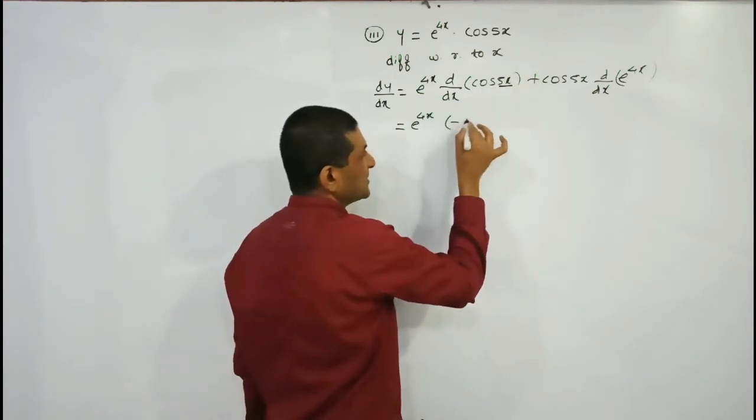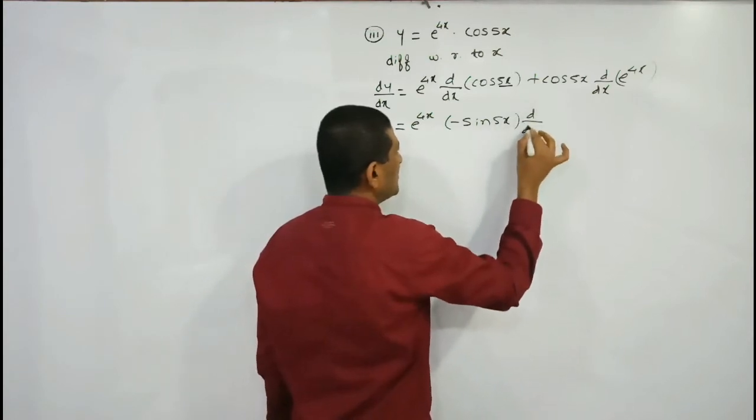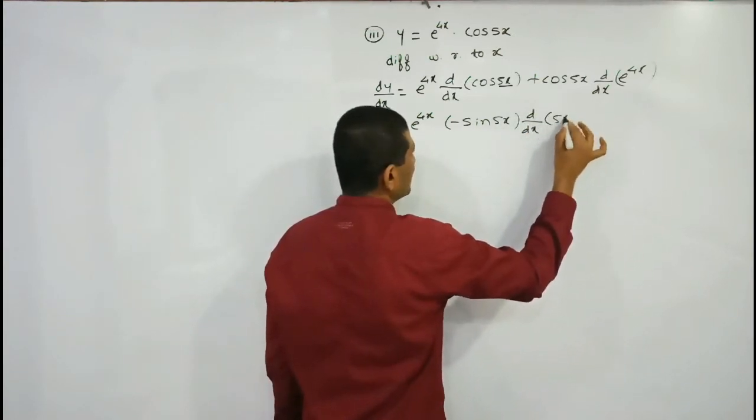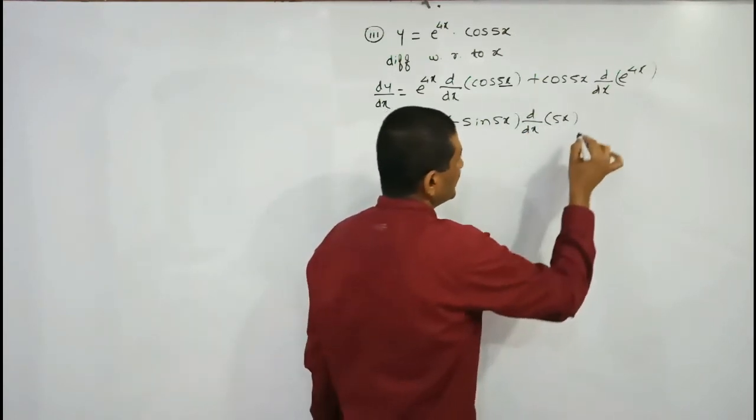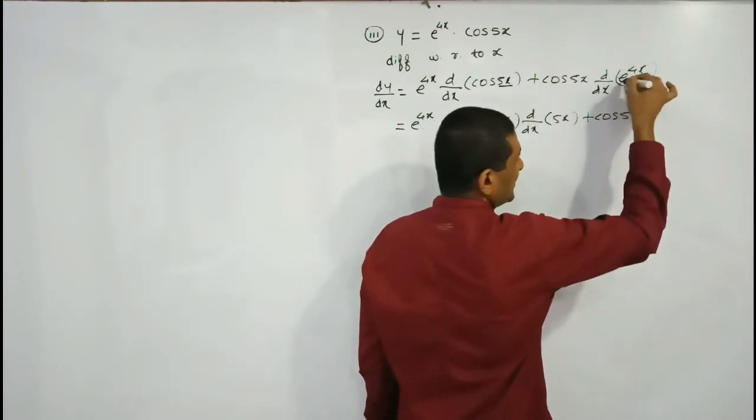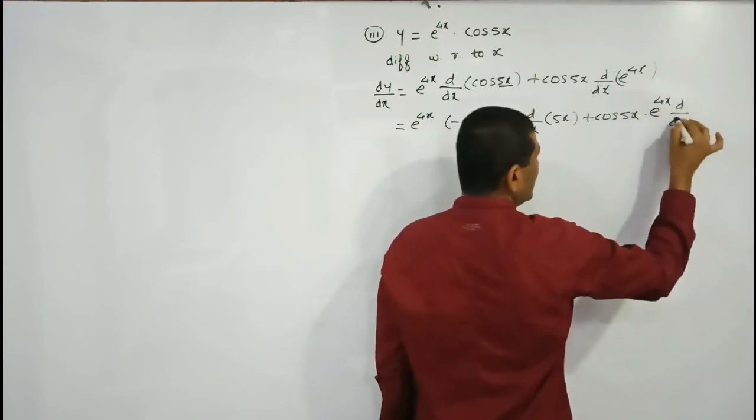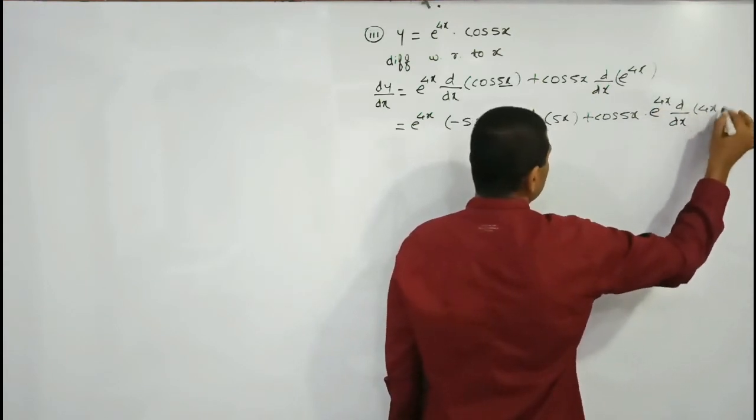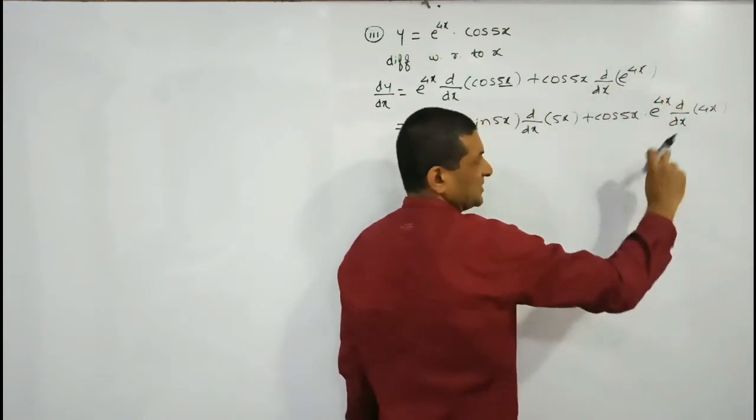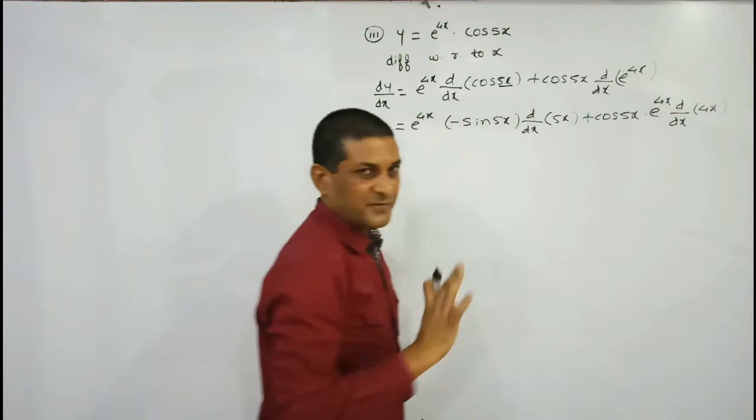So its derivative is minus sin f of x into derivative of f of x. F of x is what here? 5x. Again here cos 5x, keep it as it is, and we are finding differentiation of e raised to power 4x. So its derivative is e raised to power 4x into derivative of 4x, because it is in the form of e raised to power f of x. Its differentiation is e raised to power f of x into derivative of this f of x, isn't it?